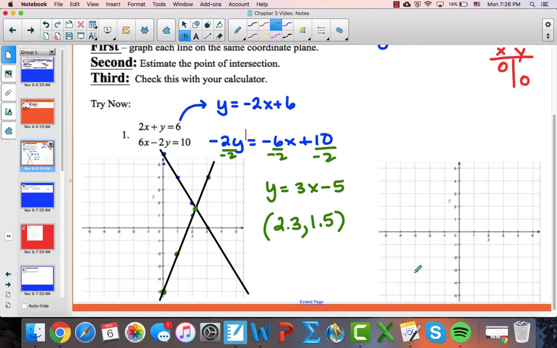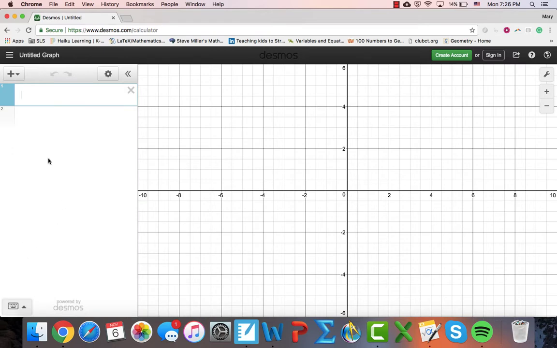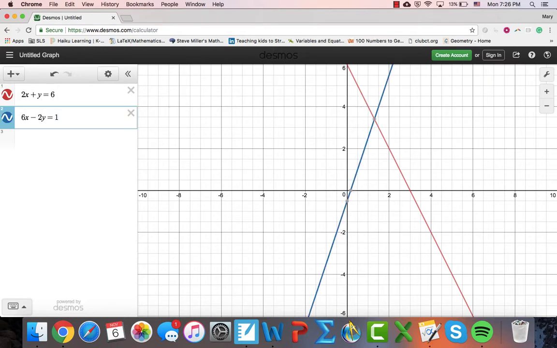So I had told you I wanted you to have Desmos open when you were doing tonight's video. So let's go to Desmos. Now remember, when you go into Desmos, it says start graphing, and this is what would appear. So I'm going to just type them in the way they're written, okay? So those equations we had, I think 2x plus y equals 6. And there's my first graph. And the second one was 6x minus 2y equals 10.